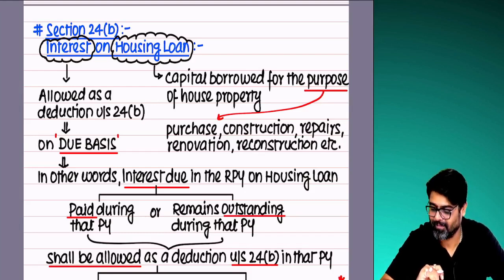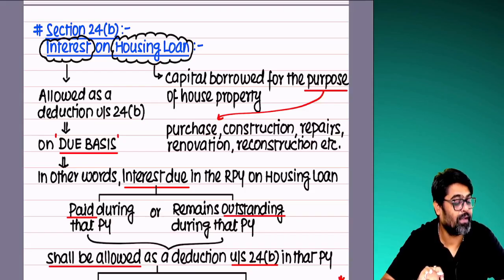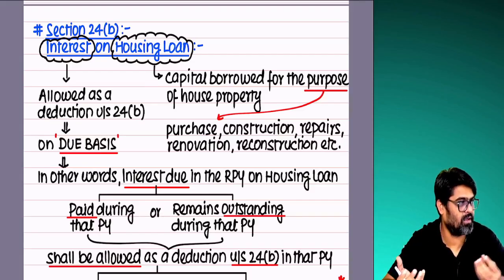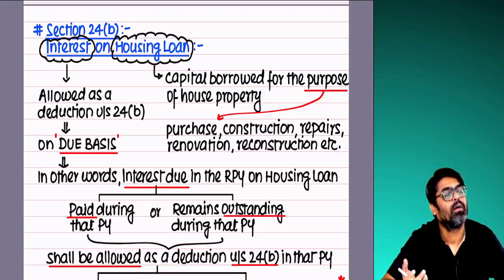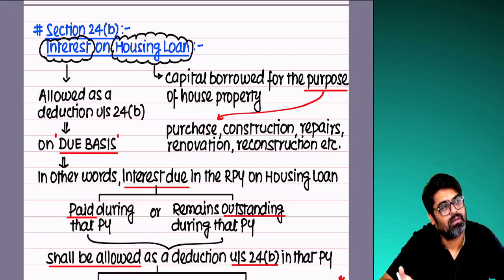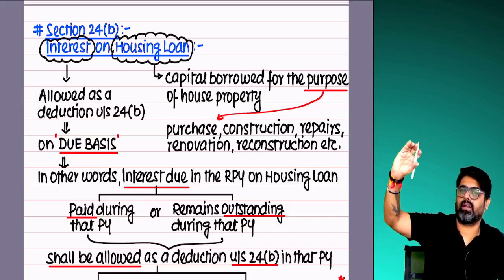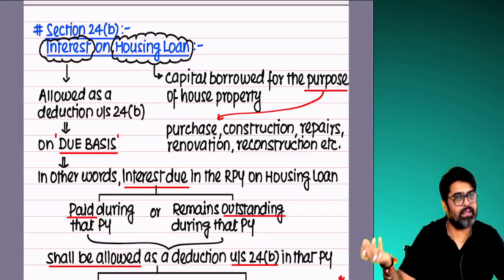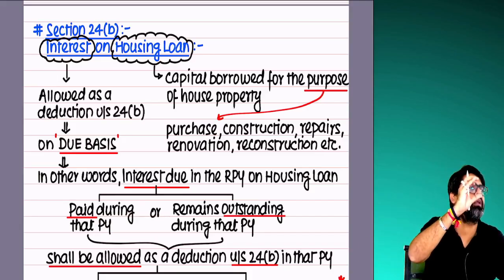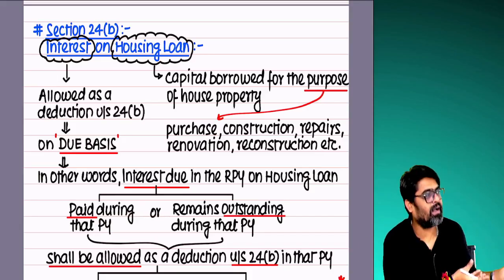Okay, no problem. So, tell me, GTI means? Full form is gross total income, GTI. How will you calculate it? First, you will calculate salary. We'll learn in the next chapter. Second, house property. We are learning right now.